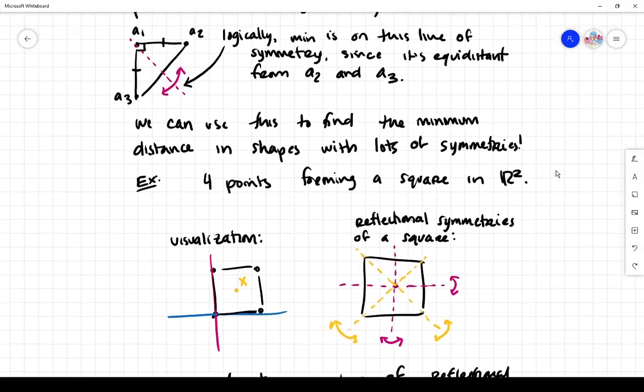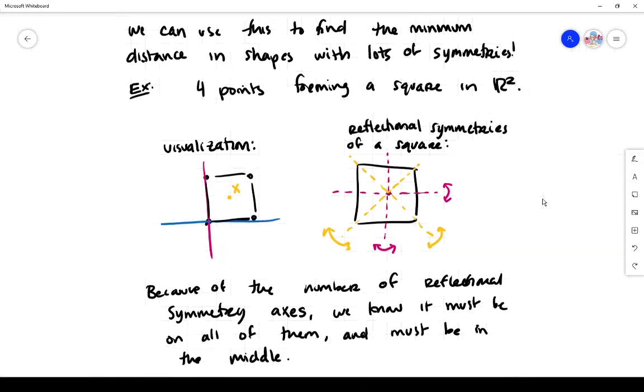For example, 4 points forming a square in R2, in the second dimension. So, for example, you have this square that I've drawn here, and if you look at the reflectional symmetries of a square, there are a lot of them. There's a really interesting lab that you can take here on symmetries if you're interested.